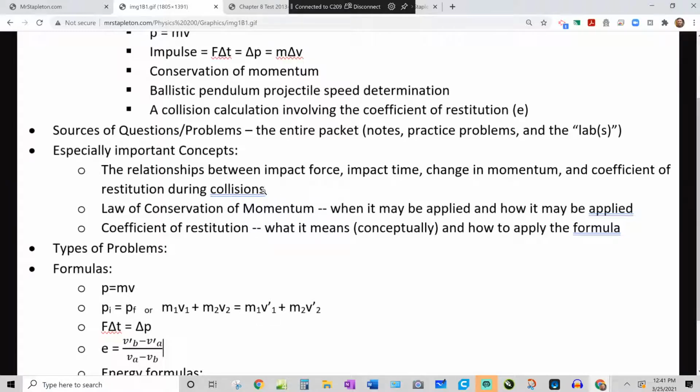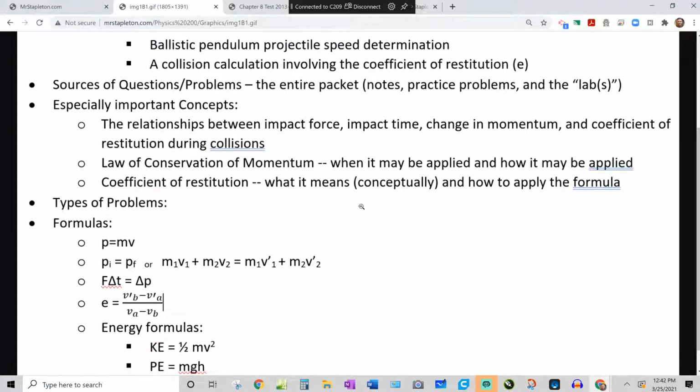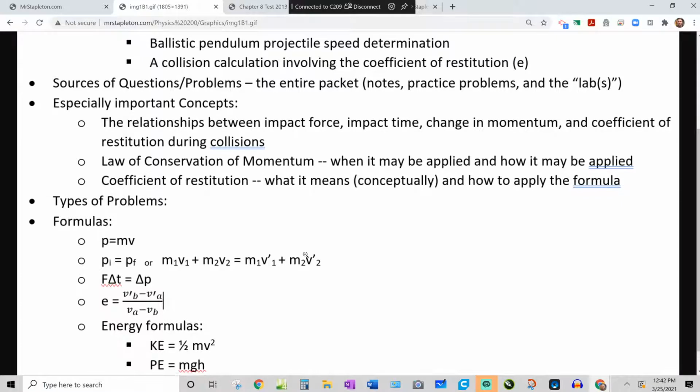We did a lot of that in the warm-up today, but we didn't really talk about coefficient of restitution. Law of conservation of momentum: when you can apply it and how you can apply it. Sometimes it doesn't apply because there's an outside force, and momentum actually changes, or total momentum in a system. Coefficient of restitution, know what it means and know how to apply the formula.